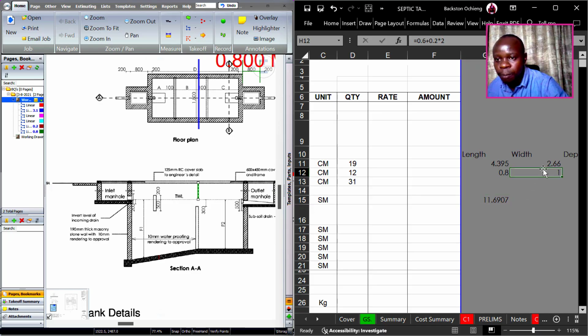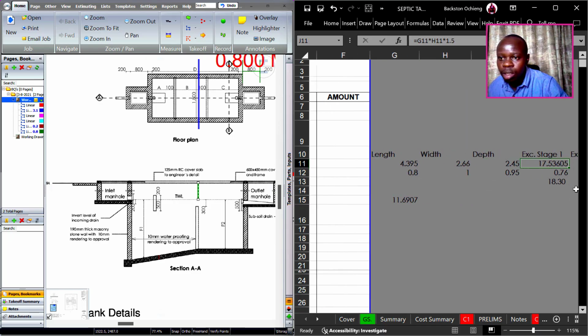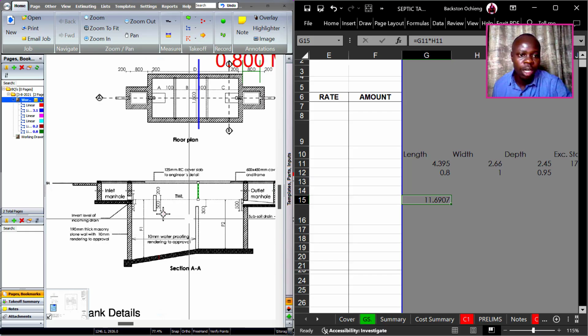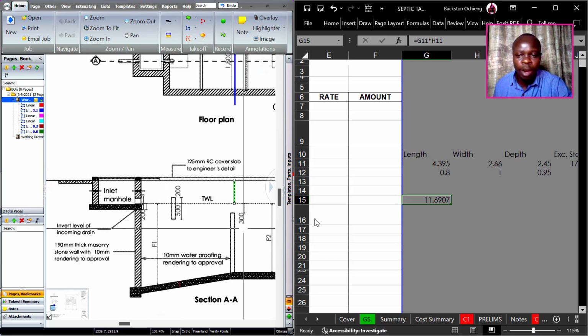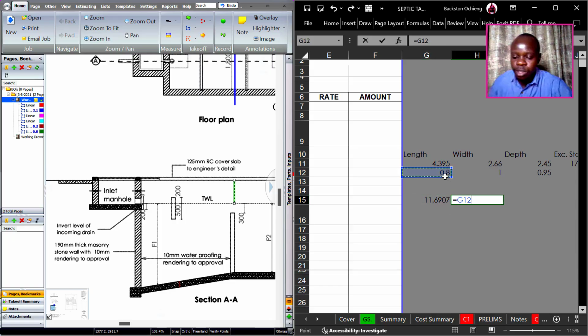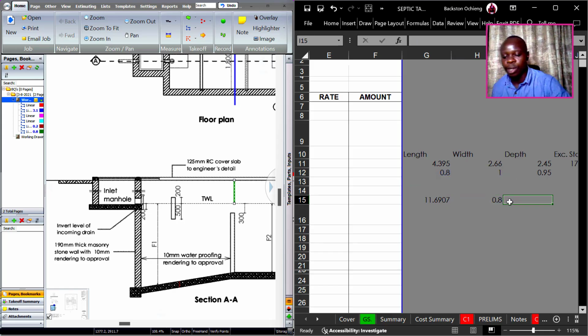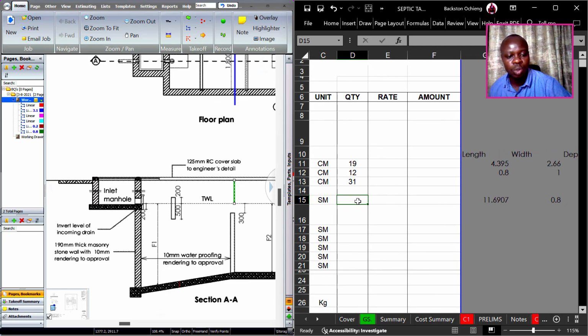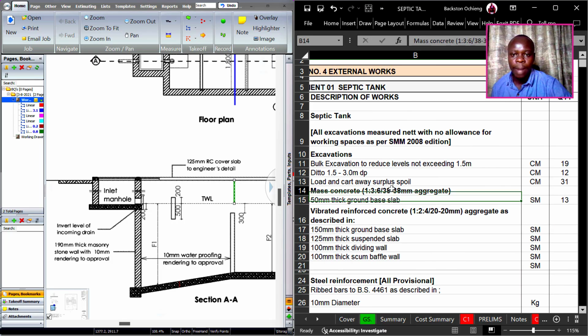So that is what we have for the area for the main section. And then we also do the area for the manhole section. So that one becomes 0.8 multiplied by 1. So that is 0.8. So we add the 2 so that we do the workings together. So that gives us 12.49 square meters. So the total of that is 13 square meters for concrete blinding.